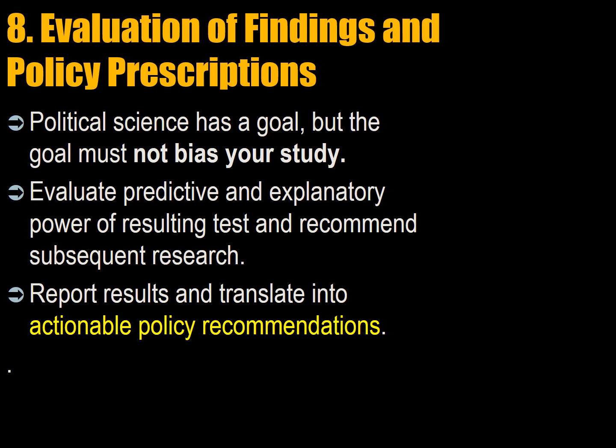Part 8, the evaluation of findings and the policy prescription. Political science has a goal. People don't do it in a vacuum. It's expensive. Governments and agencies pay for reports because they think it'll help them make better decisions, that it'll be in the public interest. However, you cannot allow your goal to bias your study. You must be strictly neutral when you design your analysis, because you're trying to create valid conclusions for decision makers.